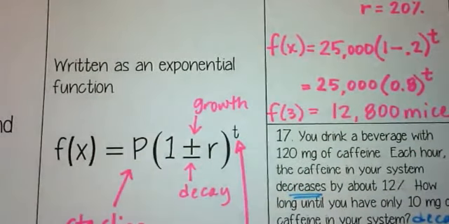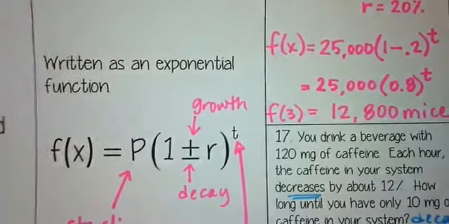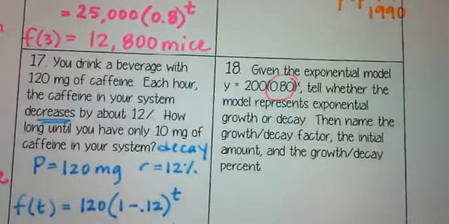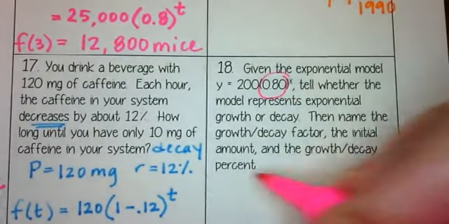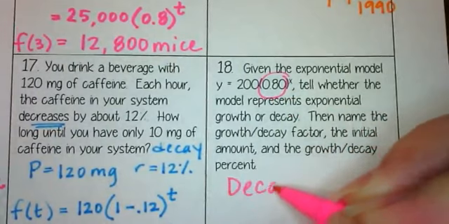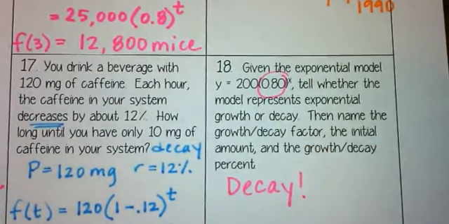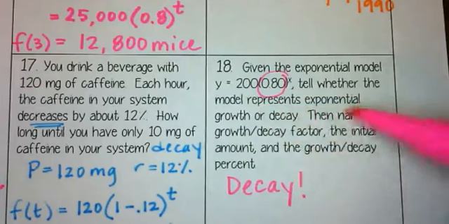Remember, if we multiply by 1, it doesn't change. If we multiply by something bigger than 1, it's going to get bigger, and if we multiply by something smaller than 1, it's going to get smaller. This is 0.8, so I know right now that this is a decay. All right, so tell whether it's growth or decay. Well, this one is decay.